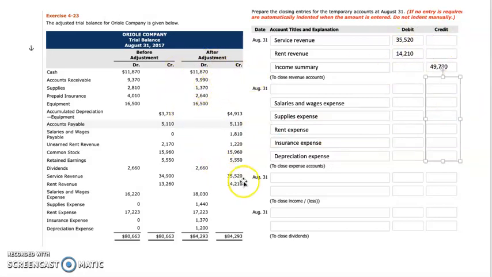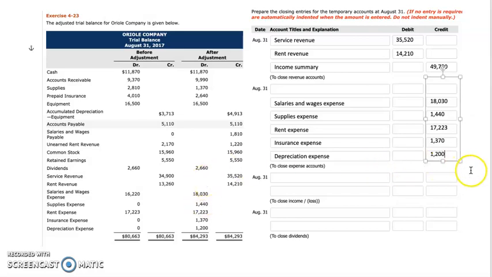All right, so then like we did up here, we're going to be looking for the after adjustments, okay? So we're going to be looking in this column right here for all these expenses. And we're going to just fill them all in. So salaries and wages is $18,030. And then supplies is $1,440. Rent is $17,223. Insurance is $1,370, and depreciation is $1,200.